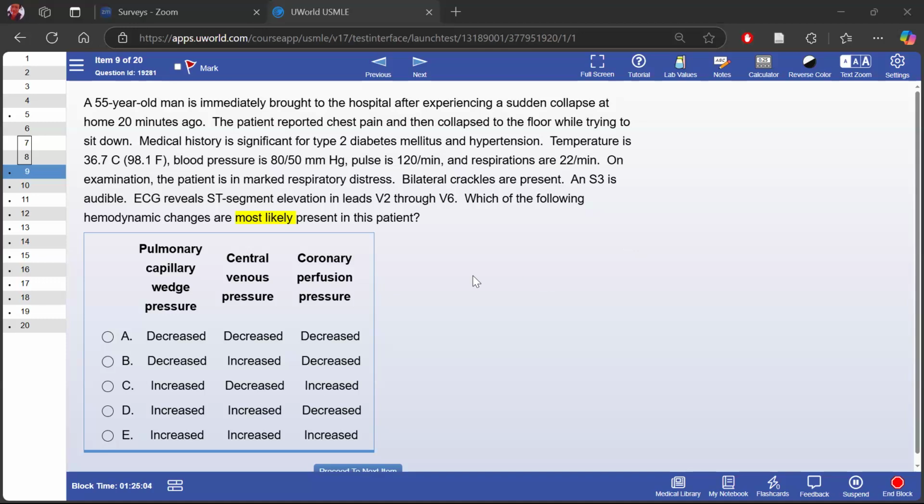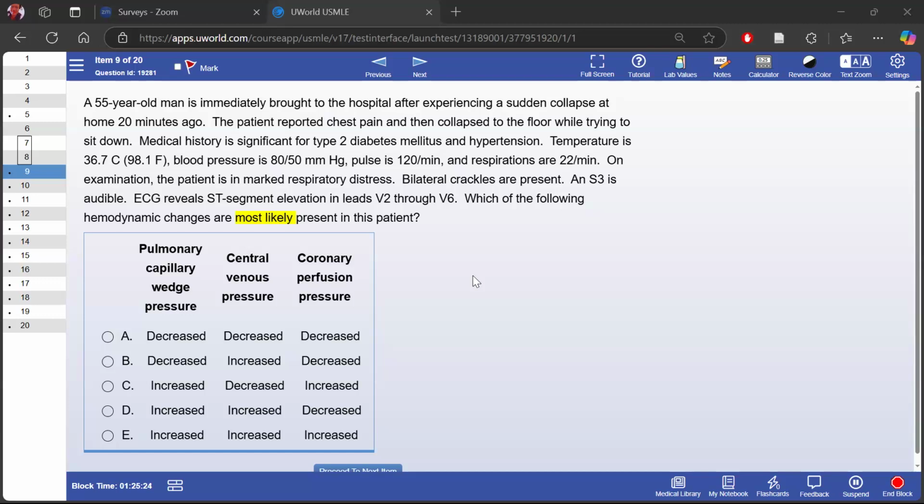We saw PCWP in the previous question. So you should know what PCWP means. And I don't just want you to know the definition, right? Understand what it represents. Understand what factors can affect PCWP, what factors can increase it or decrease it, right?